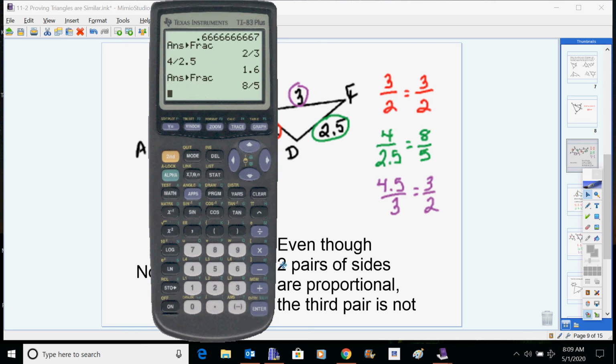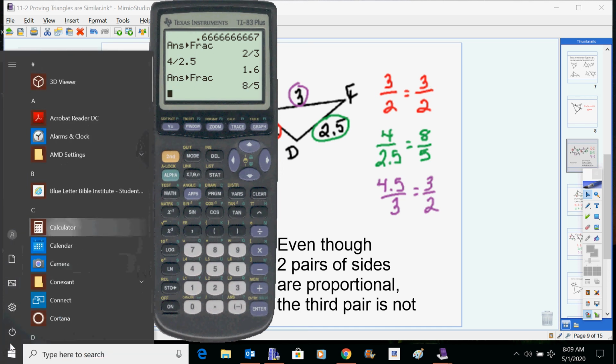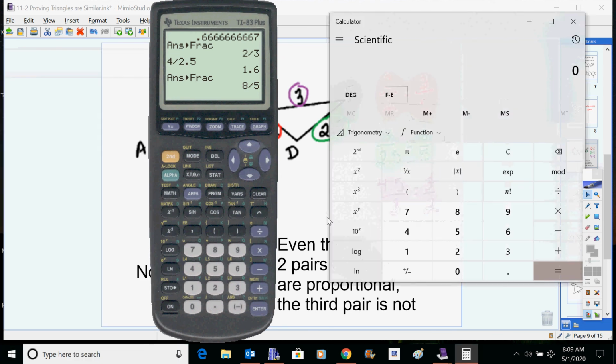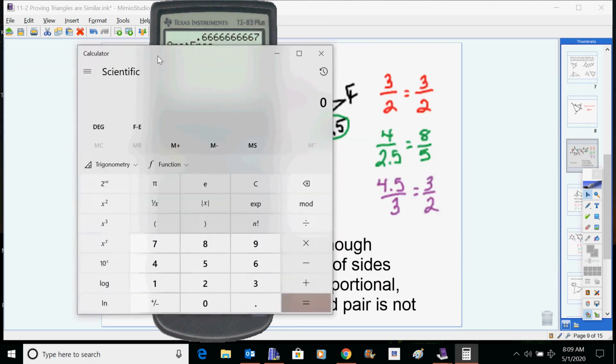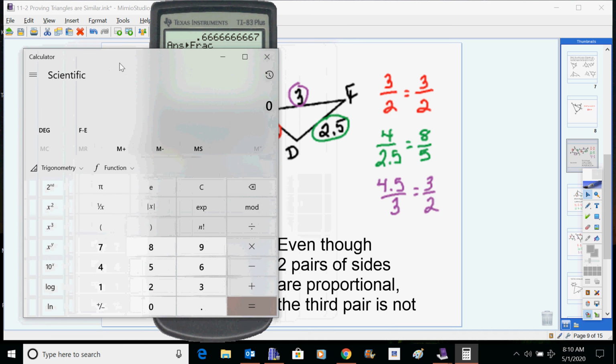What we find is that 8/5 is not the same as these two. Even if you didn't have it as a fraction, say you had to use a calculator from your phone or whatever, you could do it all in decimals and do 3 divided by 2. And that gives you 1.5. 8 divided by 5, which gives you 1.6.